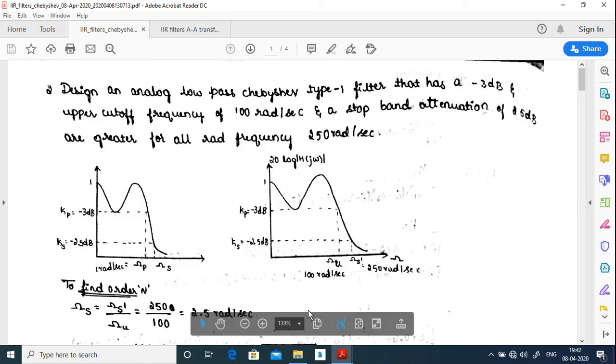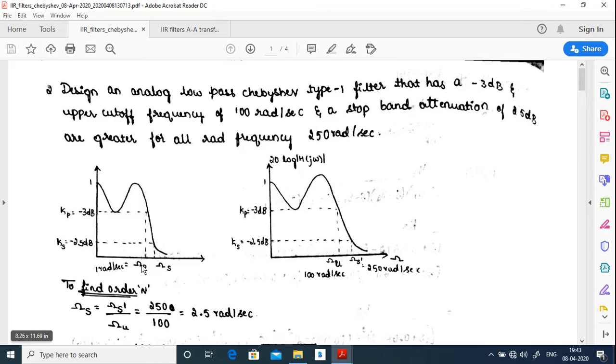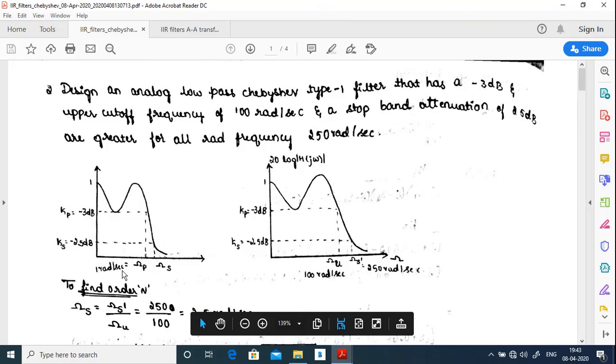So in general, I'm going to consider this magnitude frequency response. This is the y-axis, which represents magnitude, and the x-axis is frequency. This is 20 log magnitude of H of j omega, and this is only the omega axis. This is not that omega; you need to consider it as this omega. Fine. So Kp, Ks values will remain the same, that is -3 dB and -25 dB. Omega p, since it is normalized, is 1 radians per second, and the omega s value, this we don't know. We need to find that out.